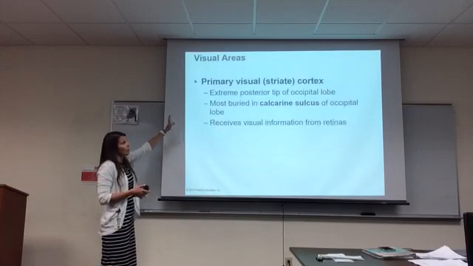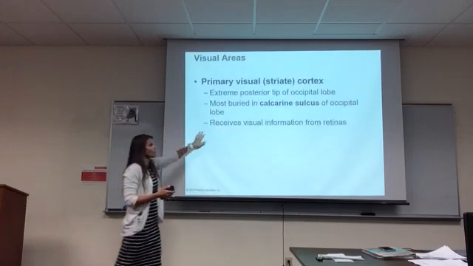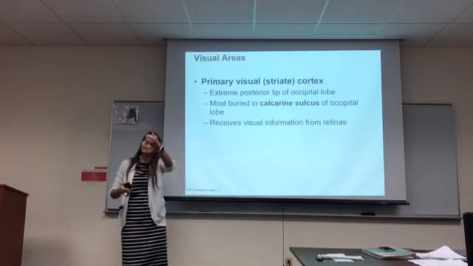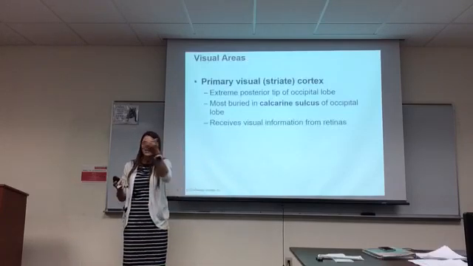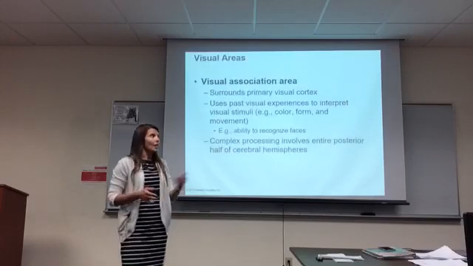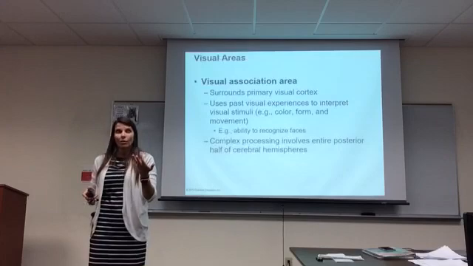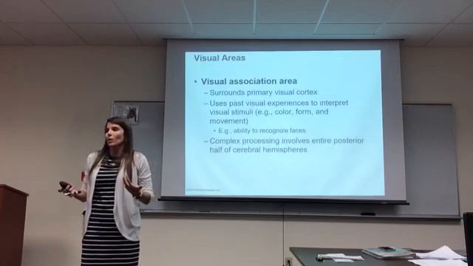Visual cortex is just allowing you to be able to see something. So you receive visual information from the retinas. So I look at it, I'm like, oh, that's a wall. Well, I don't know that's a wall, but that's what I see. My visual association area tells me, I've seen that before, and that looks like a wall. Okay, that's what that is.